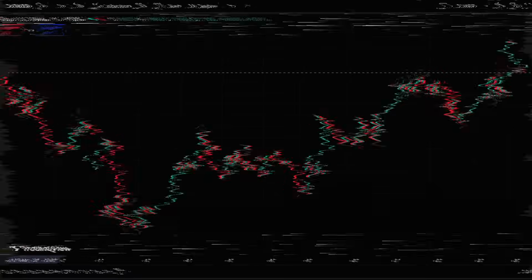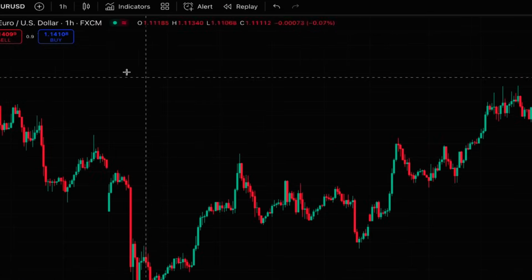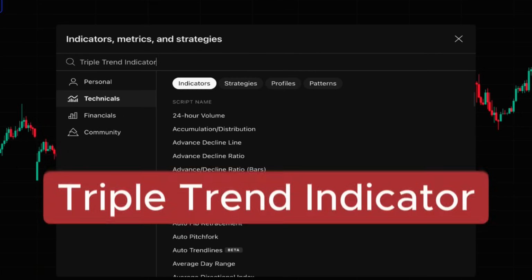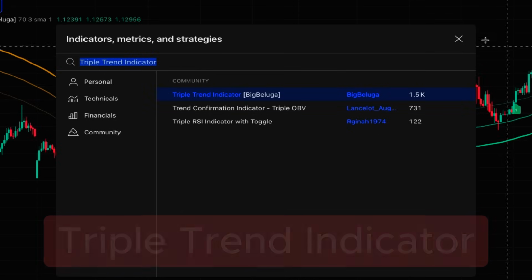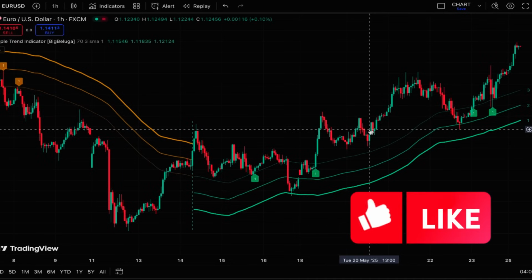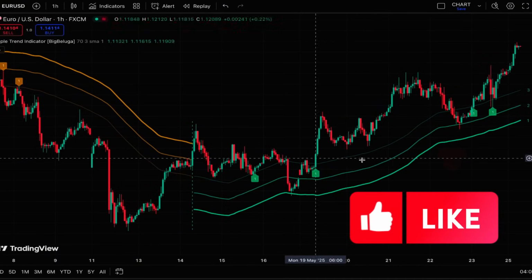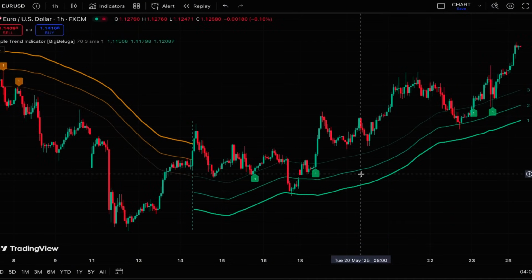Alright, to add the indicator to our chart, here we click on indicators and we search triple trend indicator, this one, which is a new indicator from Big Beluga. Alright, this is the indicator and as you can see it's overlaid on the price chart. As you can see we have three bands here which are dynamically calculated based on moving averages and ATR multiplier.